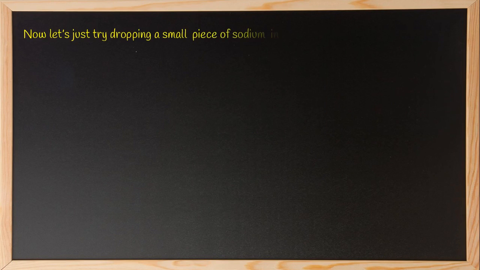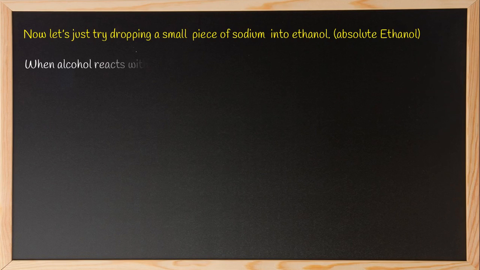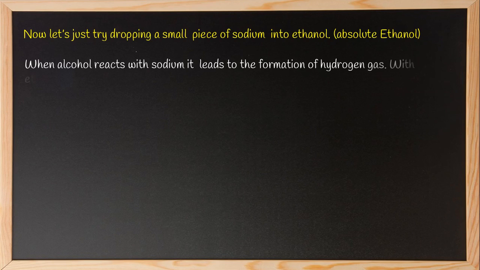Now let's try dropping a small piece of sodium into ethanol, that is absolute ethanol. So what is absolute ethanol? Absolute ethanol is nothing but 99% ethanol and just 1% water, which is a concentrated one. Now, when alcohol reacts with sodium, it leads to the formation of hydrogen gas and the other product is sodium ethoxide. When sodium and alcohol react, they produce hydrogen bubbles or gas, along with a product called sodium ethoxide.